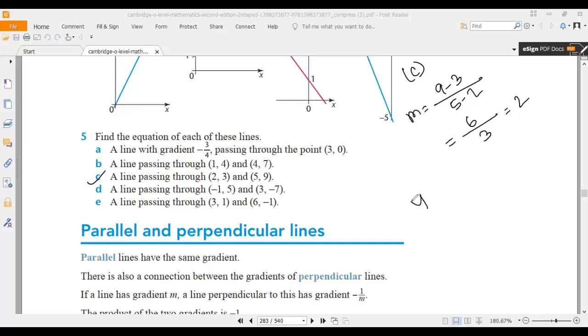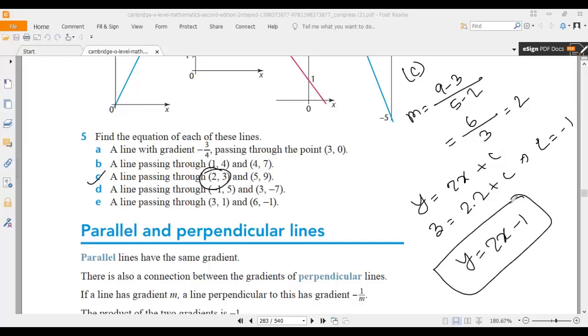So what will be the equation? Equation will be y equal to mx plus c. So 2x plus c, where m equal to 2. Now, this equation is passing through 2, 3 and 5, 9, so any point we can use. The value of y is 3 and the value of x is 2. Then the y-intercept will be 3 minus 4, that is minus 1. So what is the answer? The answer will be y equal to 2x minus 1. This is the equation of this straight line. Okay, I hope you understand this one properly.